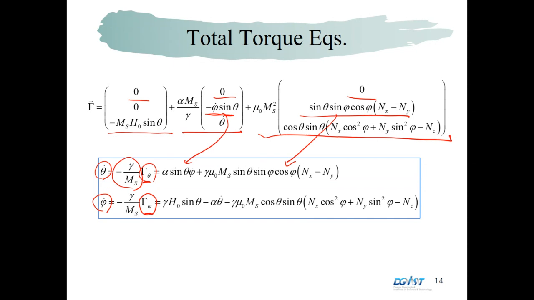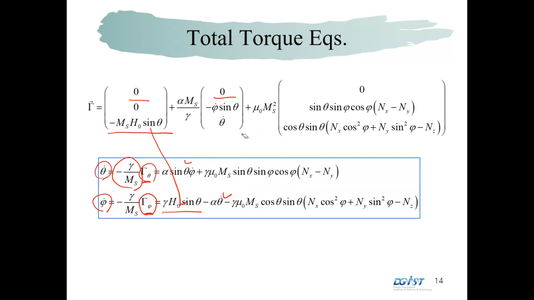Okay. And for the phi torque, we have this term here, this term here, this term here. This is the result of the torque in a domain wall. Okay, the remaining problem is now we can solve this differential equation.